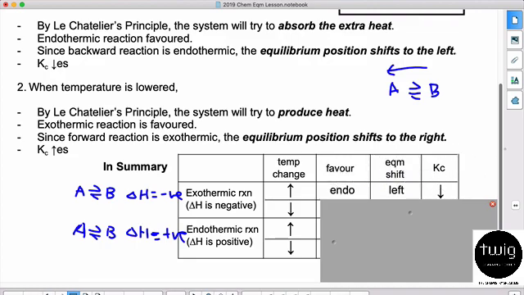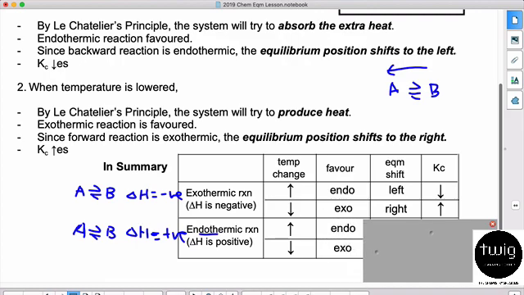Okay, let's try the next one. When I lower the temperature, the system wants to increase temperature, will favor exo. Good. Maybe I write down here exo first. So exo, then you look, forward is exo, right? So shift where? Right. So whenever shift right, this Kc will increase. Okay, one more and then you do the rest. Okay, last one. Now the reaction is endo. Let's try. Increase temperature, favor.